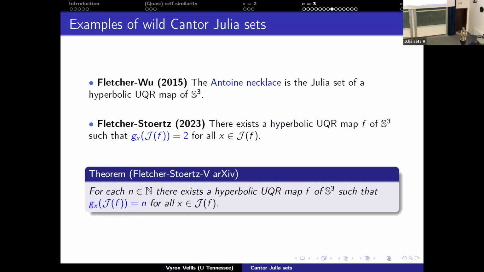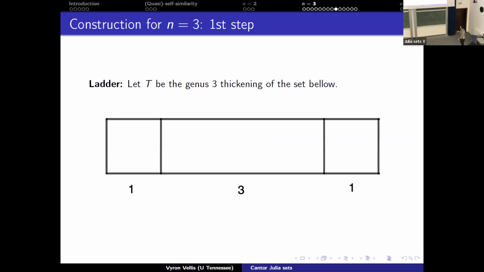I have to apologize, of course, my pictures are terrible. They're all 2-dimensional, but this is a 3-dimensional object. So let's see. All right, so I'm going to do the construction only for n equals 3. And we start with this set here. This is a 1-dimensional set. Notice that this is 3 times as long as these two, and I'll explain why that is. And then I thicken this in 3 dimensions.